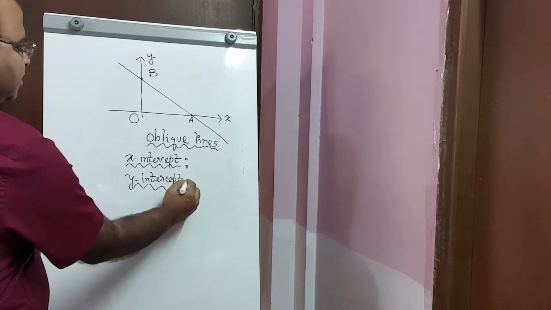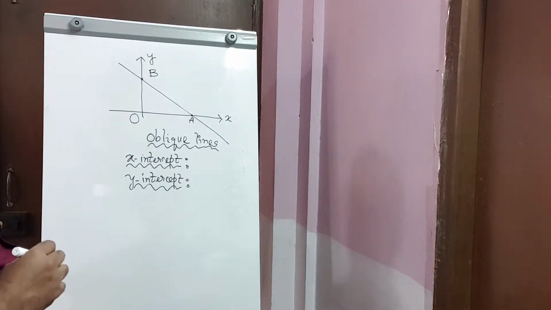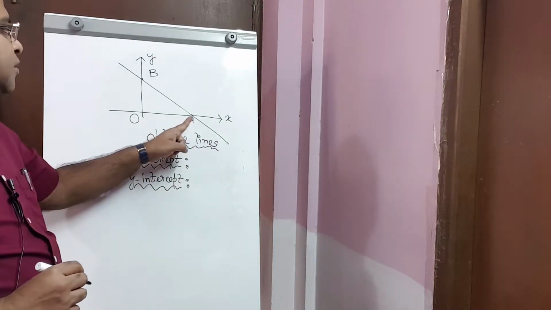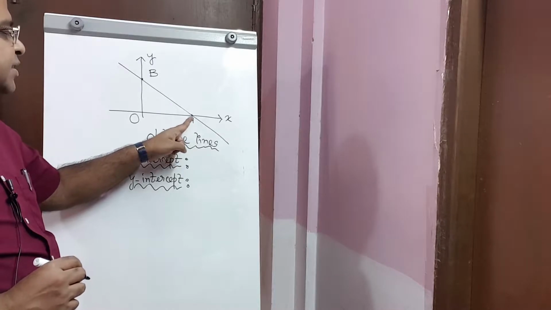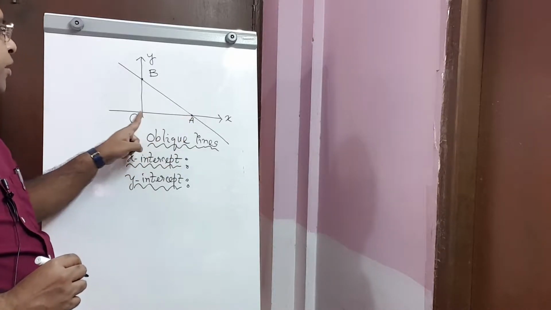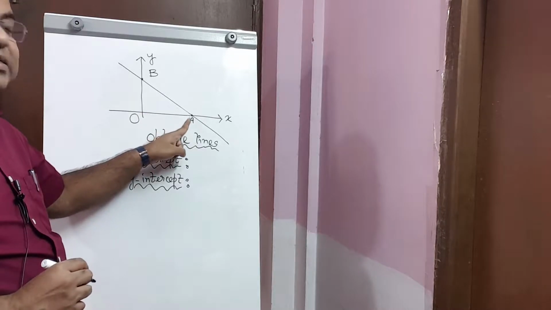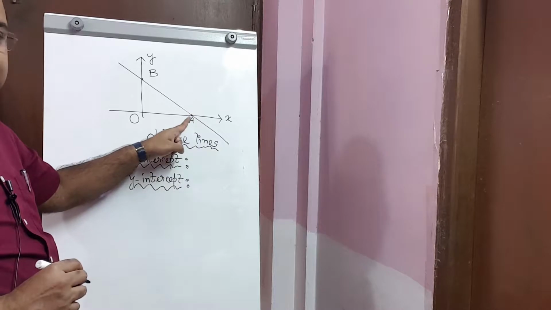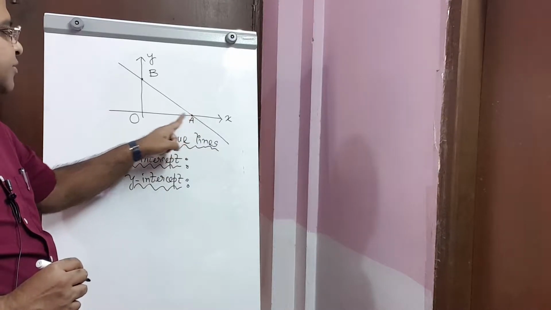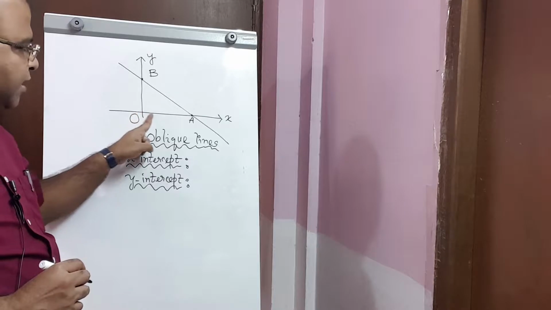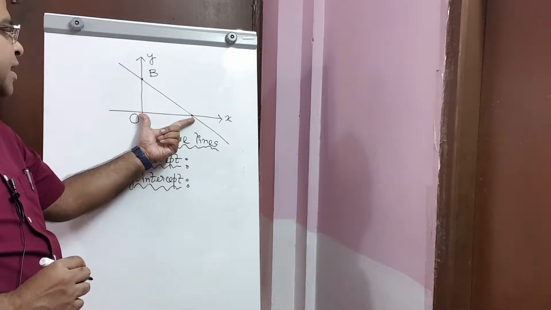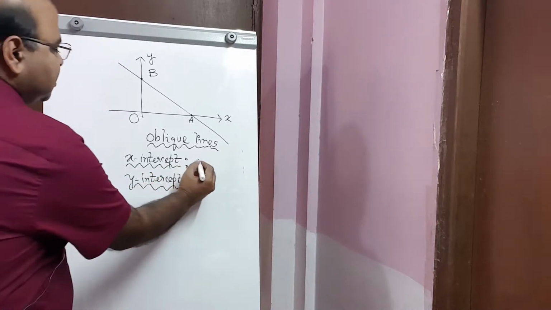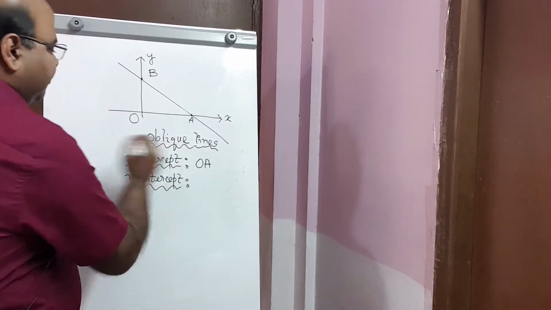So what do we mean by the x-intercept of a line? By the x-intercept of a straight line, we mean the distance of the point of intersection of the line with the x-axis from the origin along the x-axis itself. That means if a line intersects the x-axis at a point A, then the distance of this point from the origin measured along the x-axis, this length OA, is termed the x-intercept of the line.